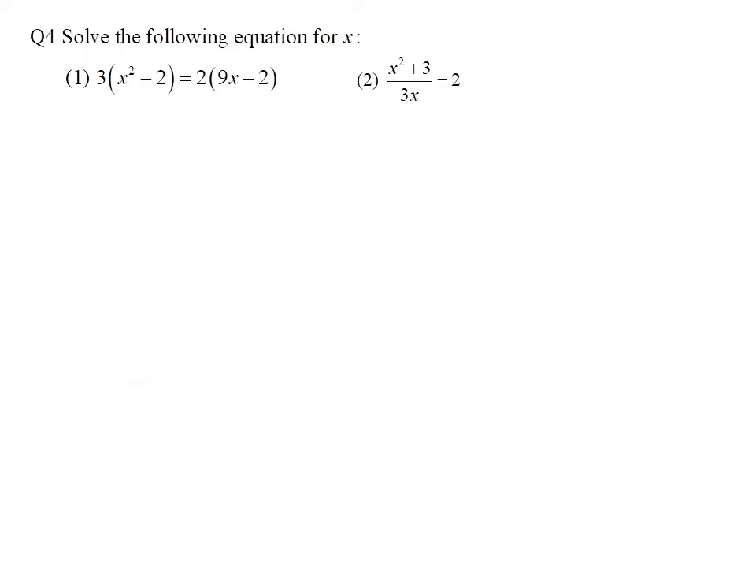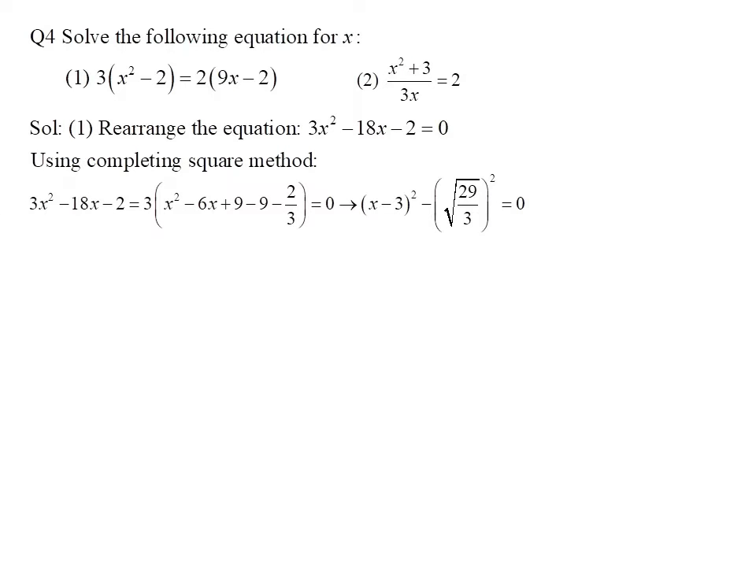Question 4 has two quadratic equations to solve. For the first one, we rearrange the equation and transform it to its standard form by moving all the terms to the left-hand side of the equation, and then combine the like terms. Initial inspection tells us that the equation cannot be factorized using the cross product method, so we will try the completing square method and the quadratic formula method to solve this equation.